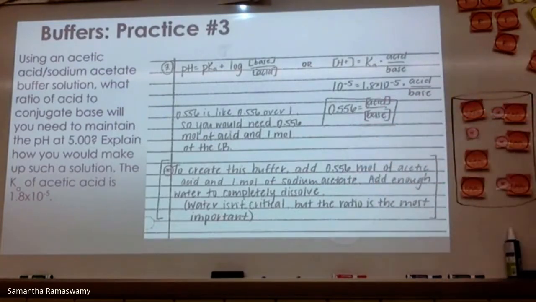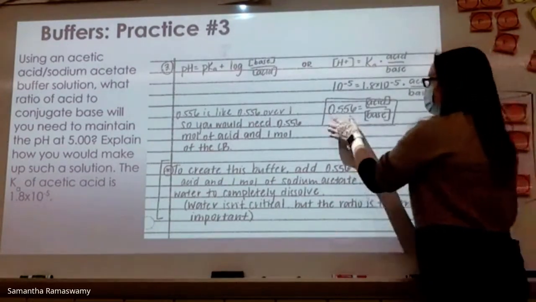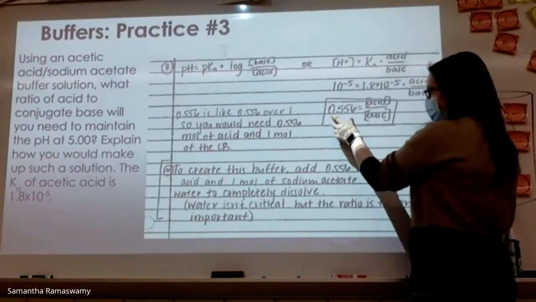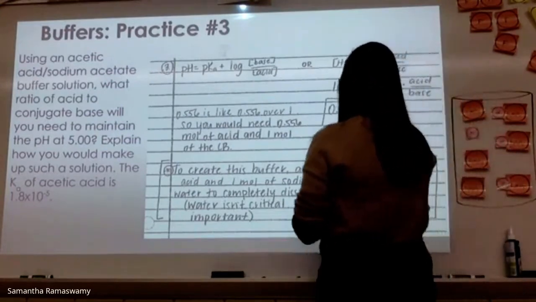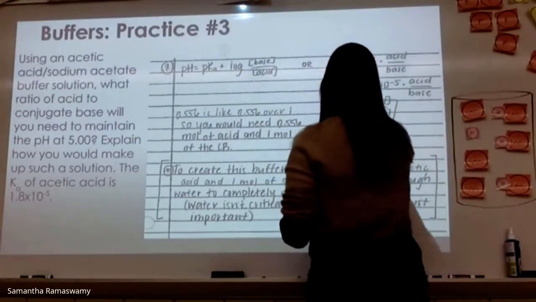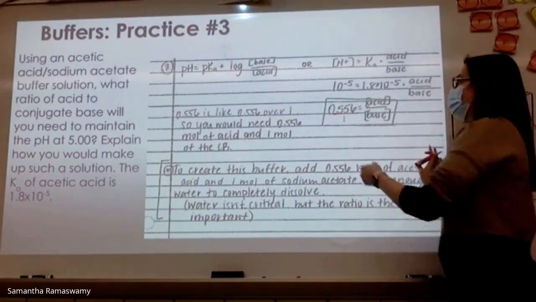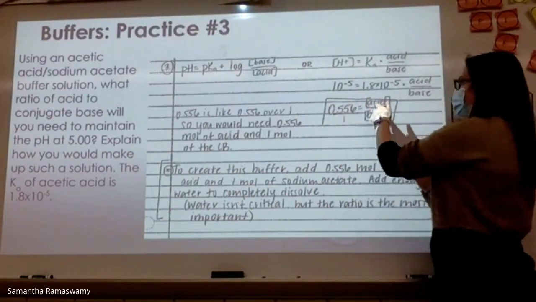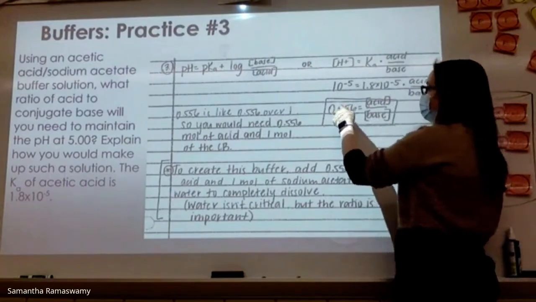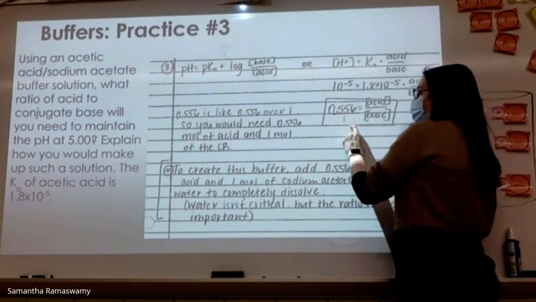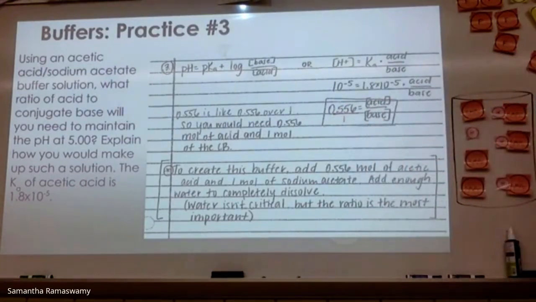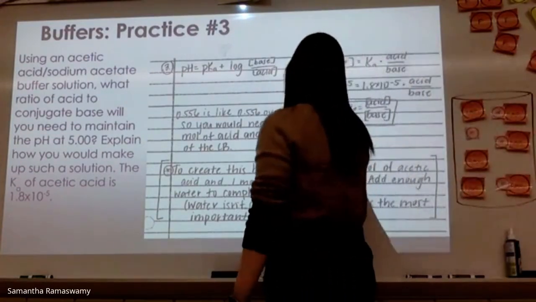If I think about it like a proportion on the other side, 0.556 over 1 is like acid over base. So I need 0.556 moles of acid to 1 mole of base. This is the most important part. I know it says explain how to create it, but the most important part is that you would need 0.556 moles of acid and 1 mole of the base.